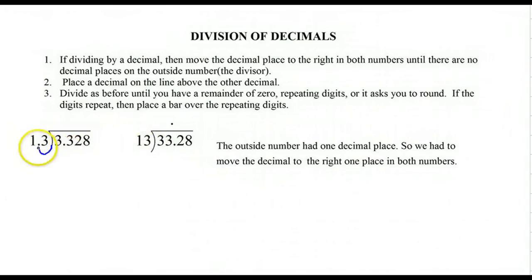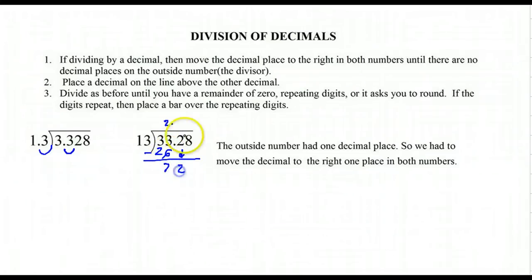So what you can do is move that decimal over 1, but if you move it over 1 here, you have to move it over 1 inside as well, which gives us this. And this is a lot easier to use. So whenever you have a decimal on the outside, whenever you have a divisor that is a decimal, you want to get rid of it. Now 13 into 33 would give us 2. And that gives us 7.